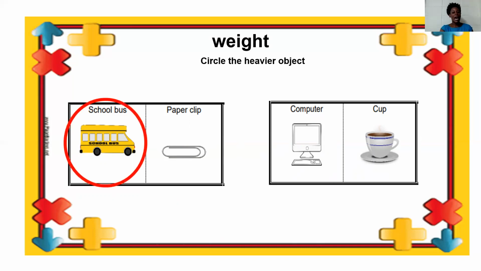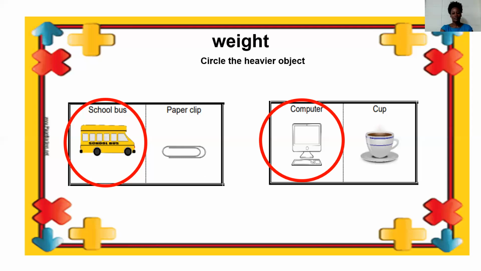In item 2, we have a computer and a cup. Which one did you circle? Did you circle the computer? Good work. The computer is heavier than the cup.